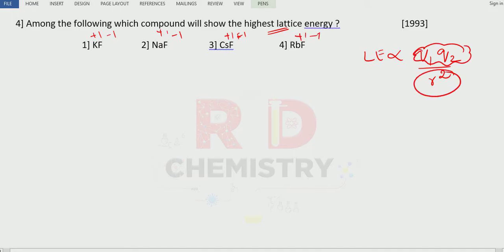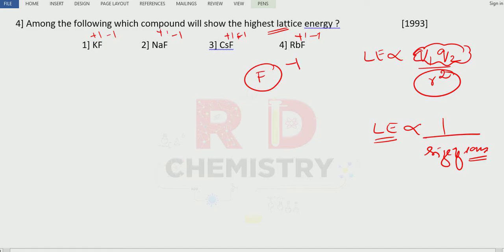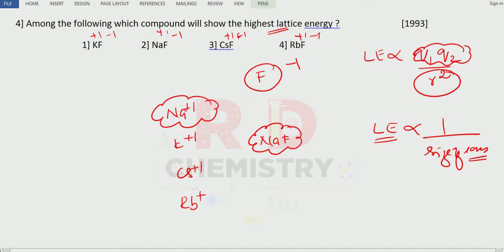So lattice enthalpy is inversely proportional to distance between the two centers, or inversely proportional to size of the ions. When the size of the ions decreases, lattice enthalpy increases. Fluoride is common everywhere, so go for cations. We have got sodium plus 1, potassium plus 1, cesium plus 1, and rubidium plus 1 in the group. Which is the small size one? Sodium is the smallest one. So sodium fluoride has got the lattice energy very high. So answer is option number 2. Clear?